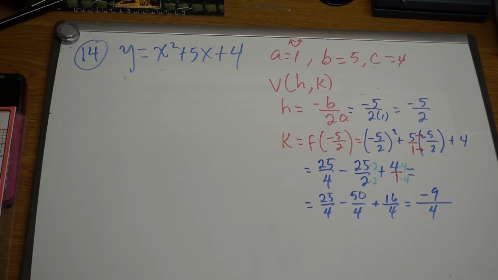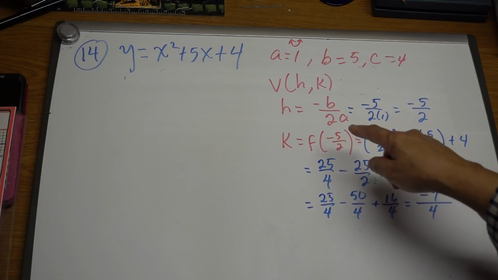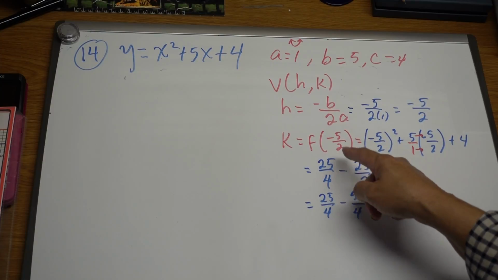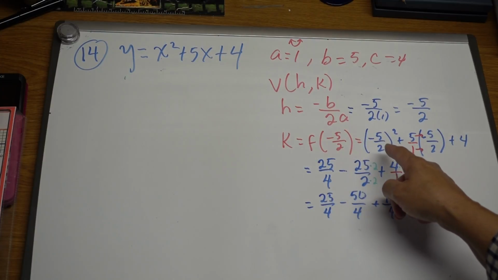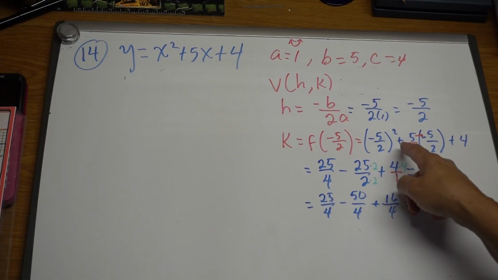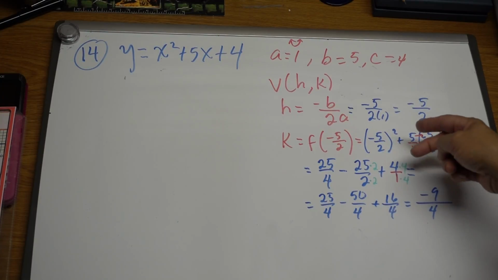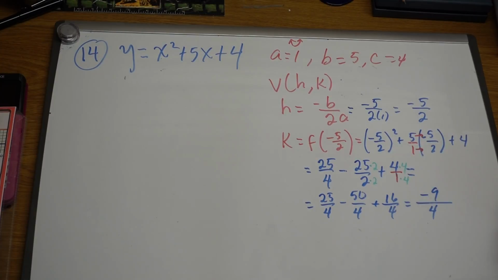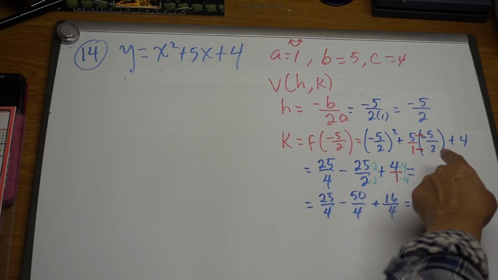If you notice in this problem, what I did was multiply negative 5 halves by itself. Negative times negative gives us positive 25. 5 times 5 is 25, 2 times 2 is 4. And then plus 5 times negative 5 halves. Remember, you multiply across. Make the whole number a fraction. Multiply across, we have negative 25 over 1 times 2, which is 2. And the last one is 4.